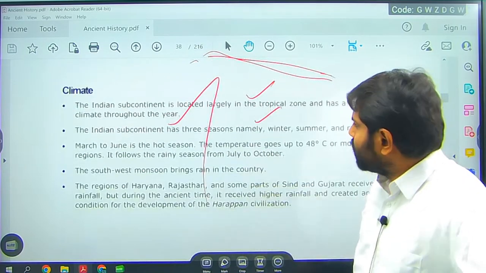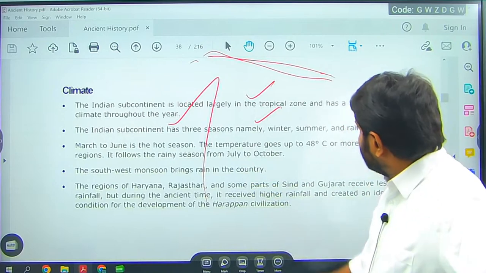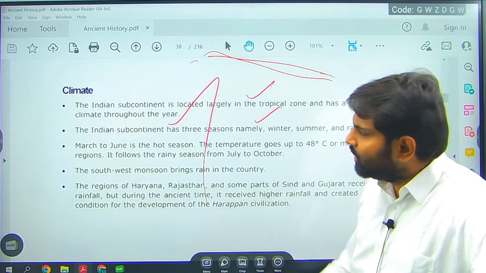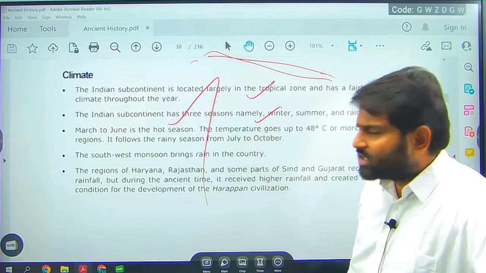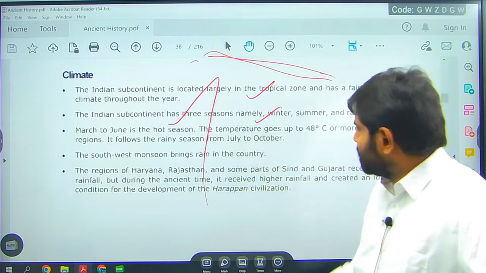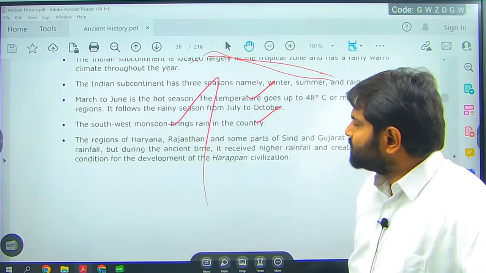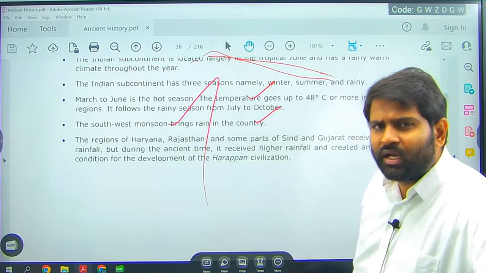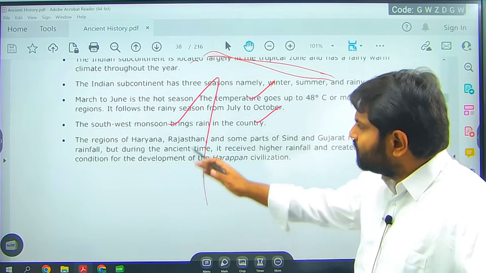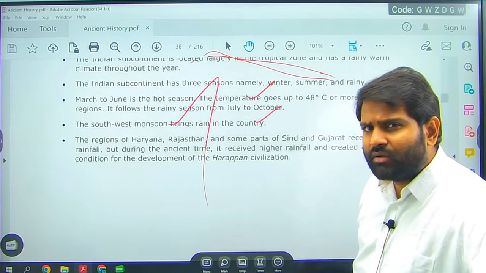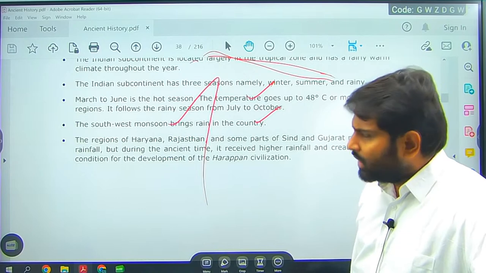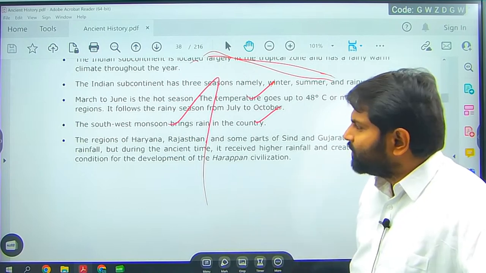If you talk about climate, this is mostly a tropical zone with a fairly warm climate throughout the year. The Indian subcontinent has three seasons: winter, summer, and the rainy season, which is the monsoon season. March to June we call the hot season, and the temperature goes up to 48 degrees centigrade. It is followed by the rainy season from July to October, mostly monsoon. The southwest monsoon brings rain to the country.